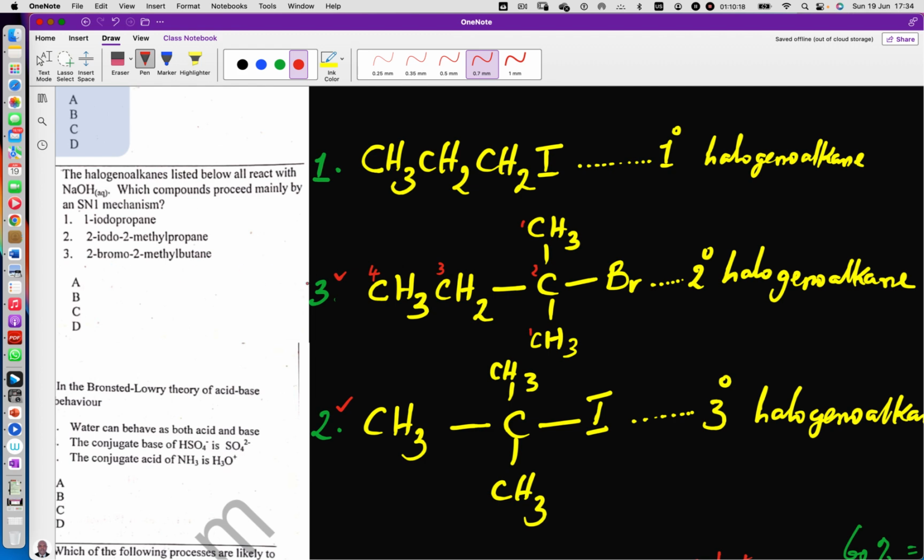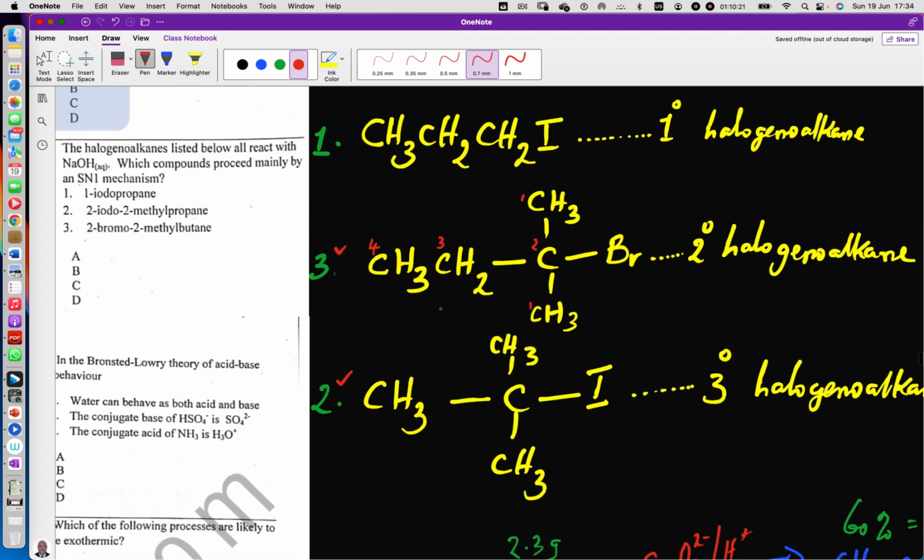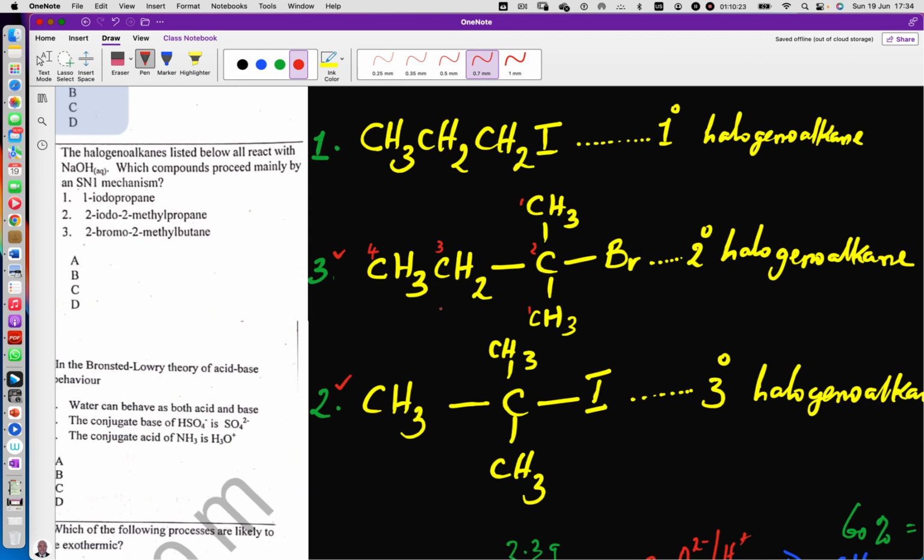Then this one, so this is for number 3. Now this one is here. This is still a tertiary halogen alkane. It is a tertiary halogen alkane.